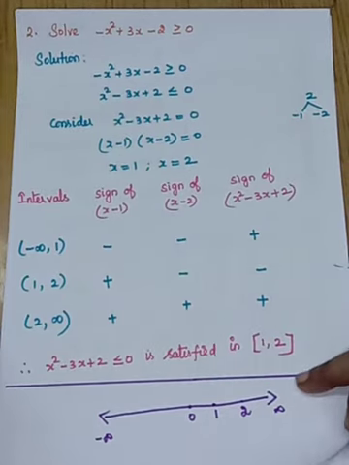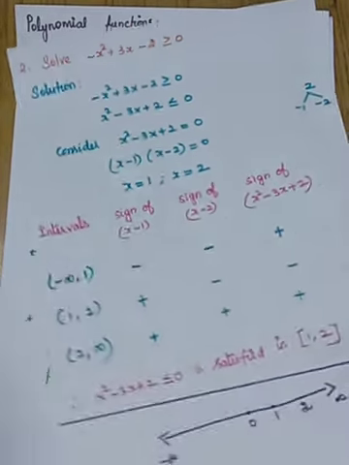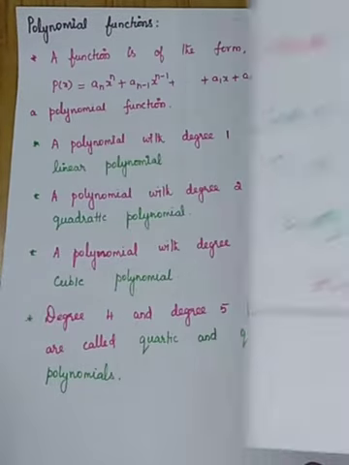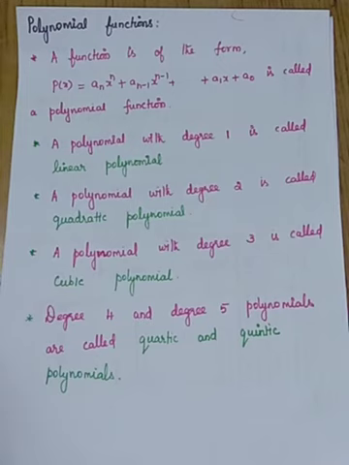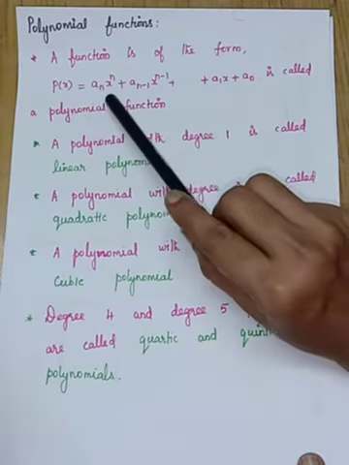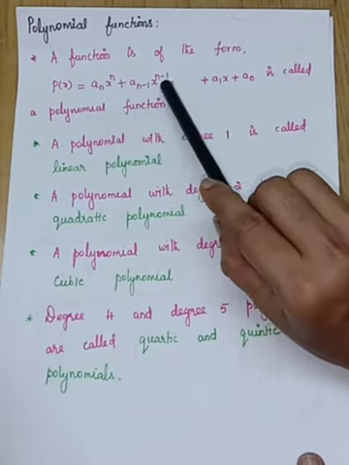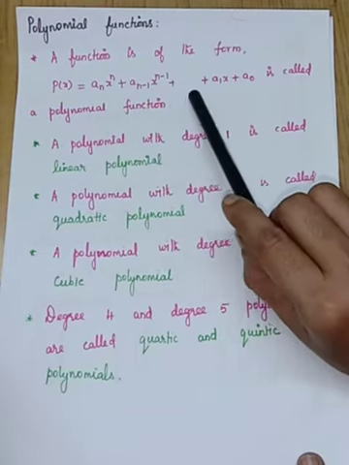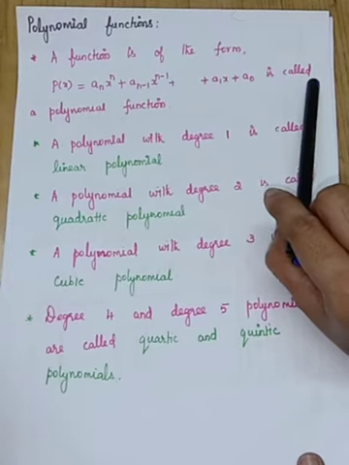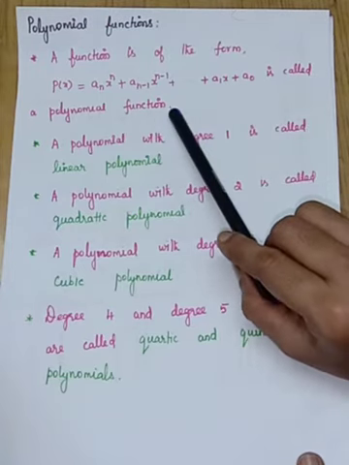Okay, so we'll see the next one. It is polynomial functions. First we have seen linear functions and linear inequalities. Next we moved to quadratic functions and quadratic inequalities. Now we are moving to the polynomial function. So how should a polynomial function be? It should be in the form of a_n x power n plus a_(n-1) x power n minus 1 plus, etc., a_1 x plus a_0. That is called the polynomial function.